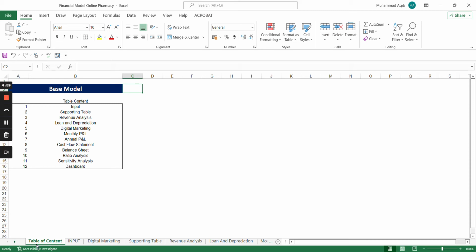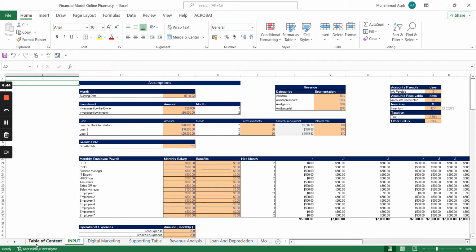Hi, the business that we will be evaluating today is an online pharmaceutical financial model using input sheets, reporting tables, financial statements, and a dashboard that will allow us to evaluate the online pharmacy's growth as well as feasibility over the 5 years period. Moving on to the input sheet, it includes various assumptions taken for the business, such as different investments as well as loans taken for the business.